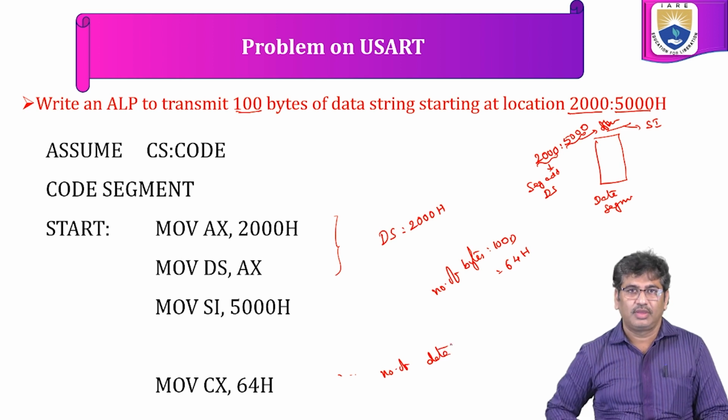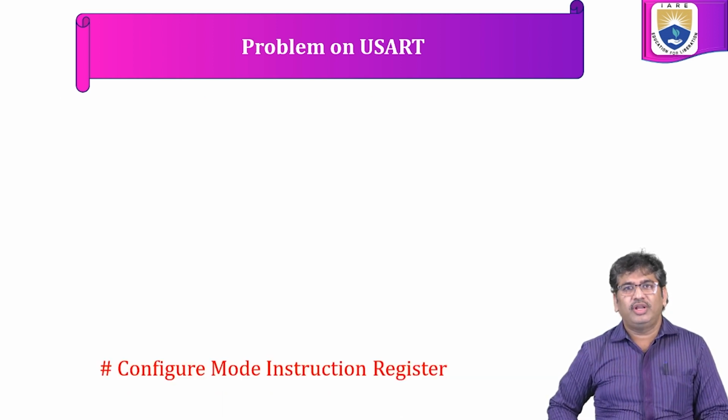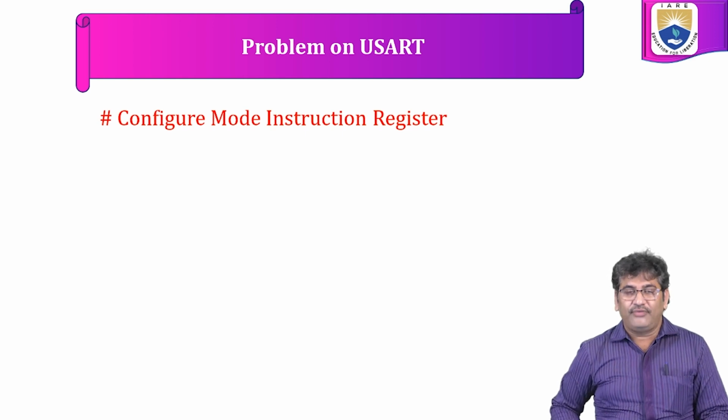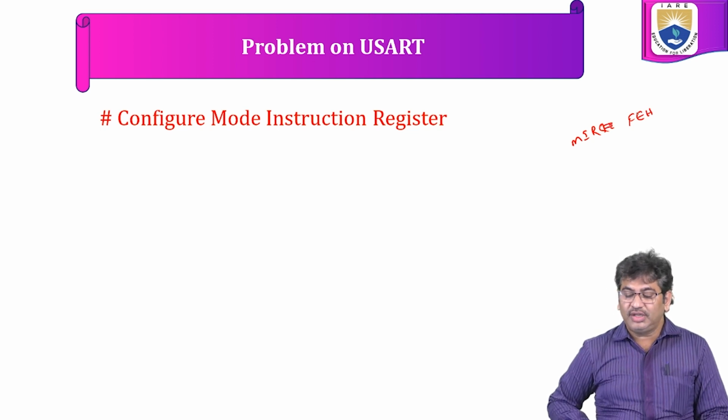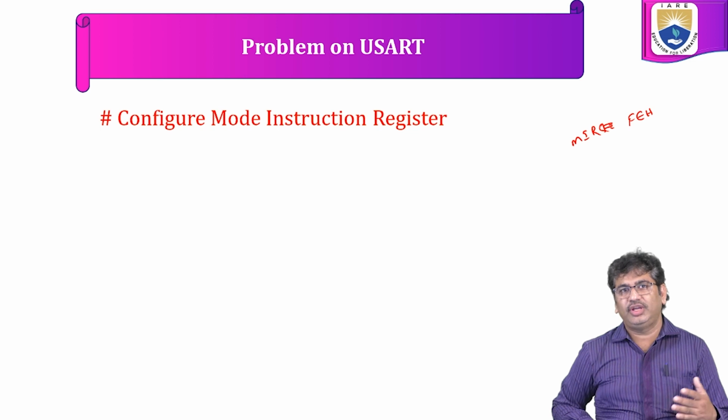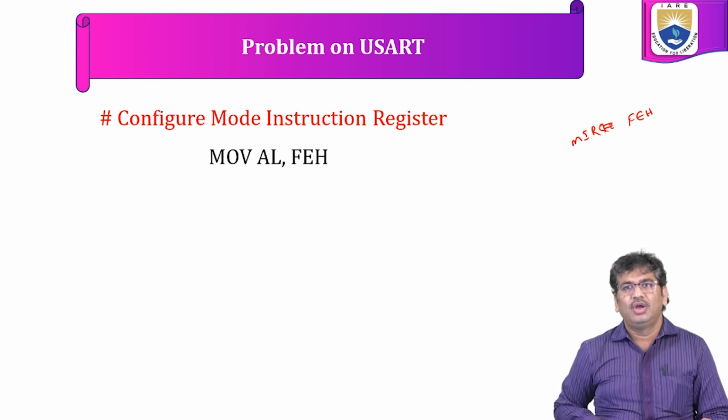Next, for configuring the mode instruction register, the value for the mode instruction is FEH. So first we will load FEH into the AL register by using the MOV instruction: MOV AL, FEH. This data we want to pass to the mode instruction register of the 8251. So we use the OUT instruction.